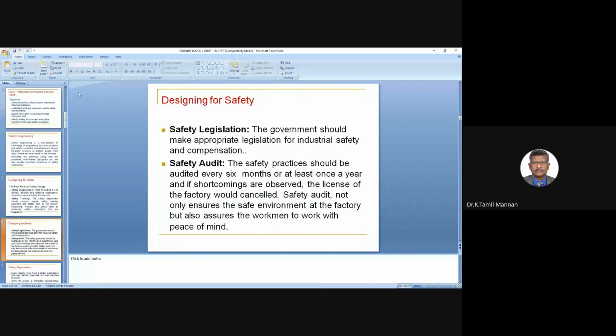Without legislations, rules and acts, we should not design any products or any operations. So the government should make the appropriate legislation for industrial safety as well as the compensation. If something happens in the industry due to an accident, what are the compensations? Compensation based on the injuries.